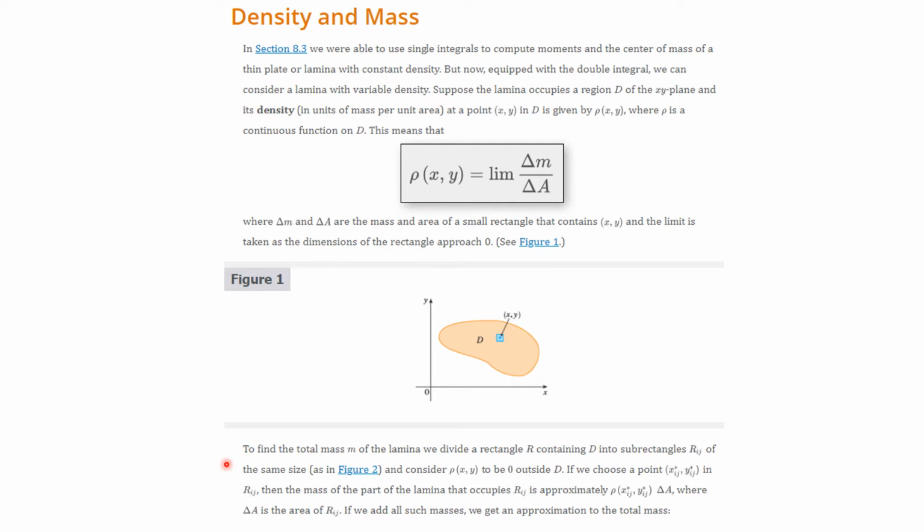So to find the total mass of the lamina, we're going to divide the rectangle containing D into subrectangles Rij of the same size, and we're going to consider rho to be 0 outside of D, and we choose a point in each one of those little subrectangles, and the mass is going to be, you add all those up, the density times the area, and that's going to give you the change in mass because of this equation up here. So if we add up all these masses, we get an approximation of the mass, and in the limit, it's going to be the total mass.